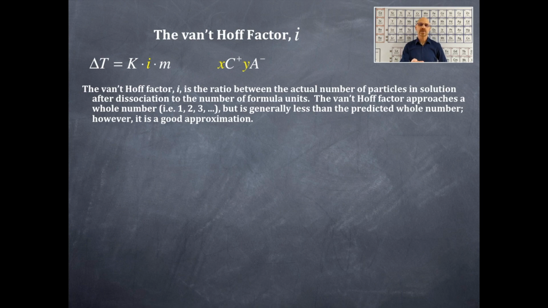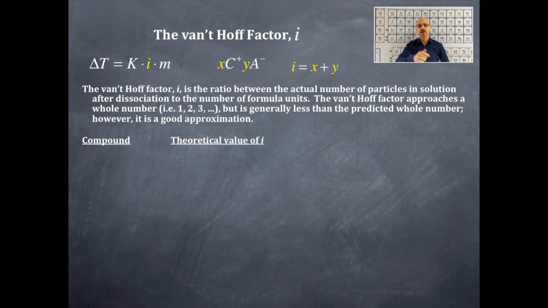Now what we're trying to do here is figure out the number of cations and the number of anions, and then we're going to sum those up. So that's what this little formula here is. We're going to obtain the van 't Hoff factor, which is i, and that's the sum of the number of cations and the number of anions. So we're going to do a number of examples here, and hopefully by the end of this lecture, you will get the van 't Hoff factor pretty simply.